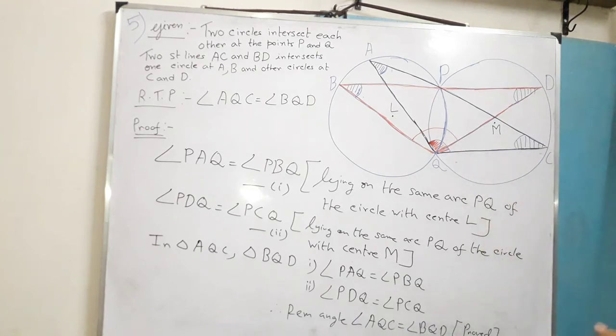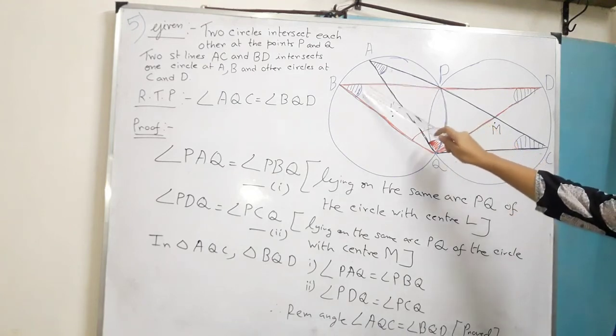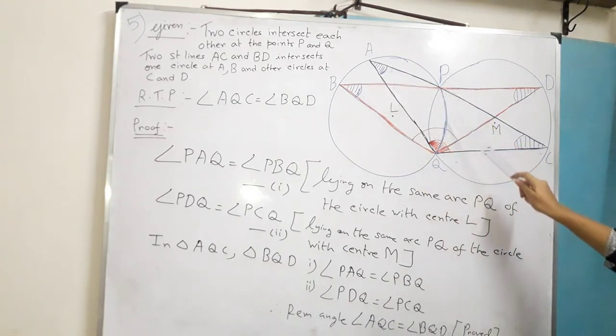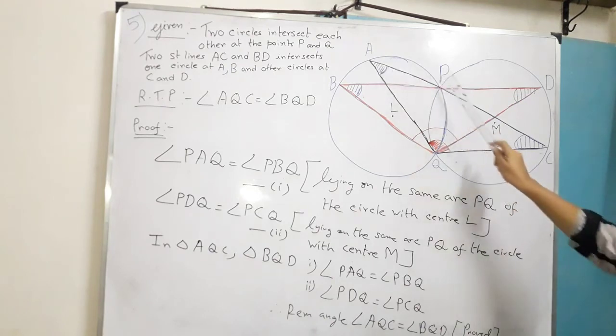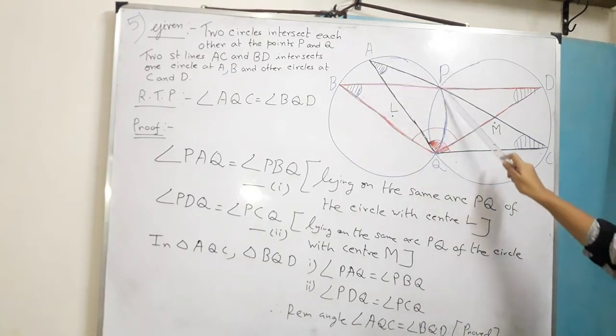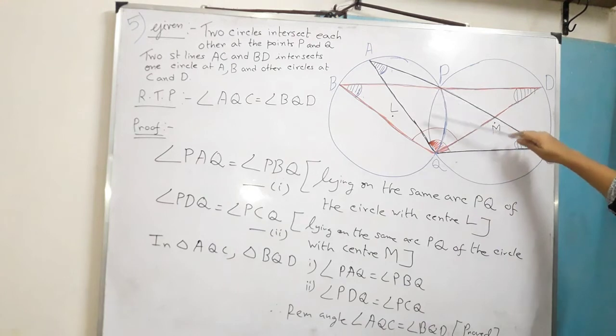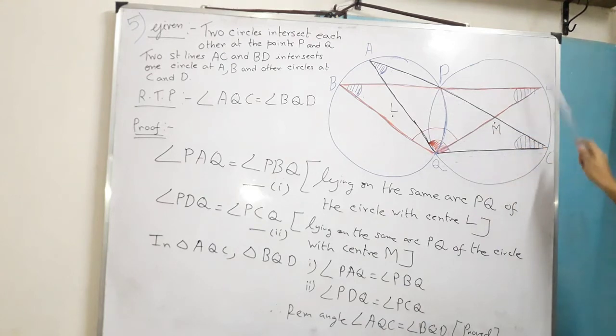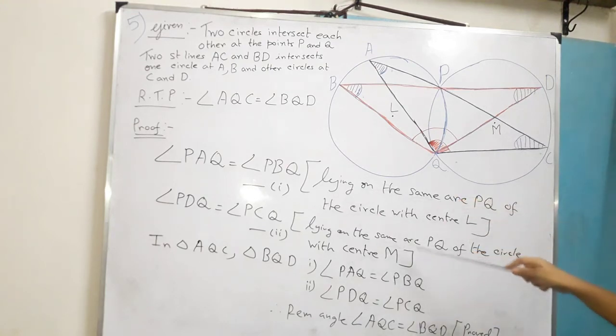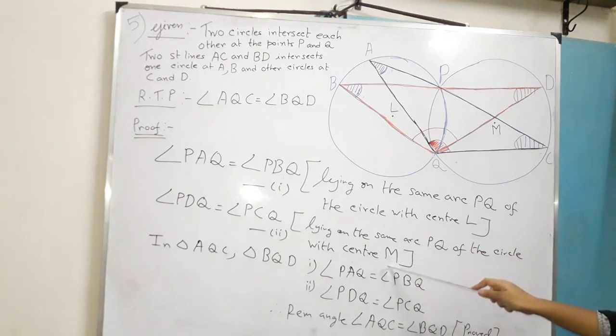Proof: first I will take that these two angles lie on this arc PQ, because QAP and QBP lie on the same arc PQ. Similarly, if I take these two angles, angle PDQ and angle PCQ lie on the same arc, this one also PQ, but the circle is different here. So first I will write it down, lying on the same arc PQ of the circle with center L, lying on the same arc PQ of the circle with center M.